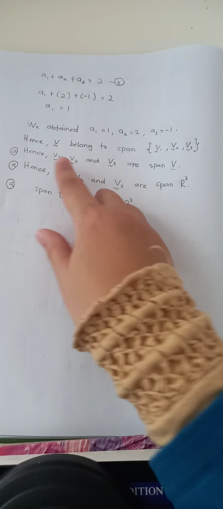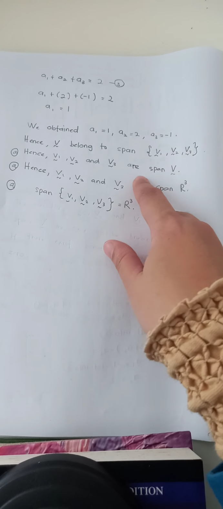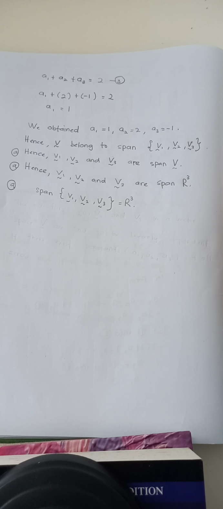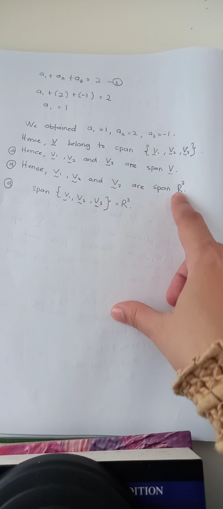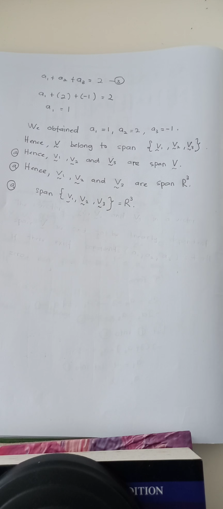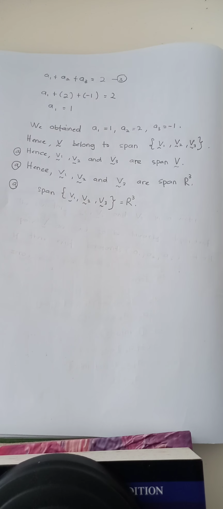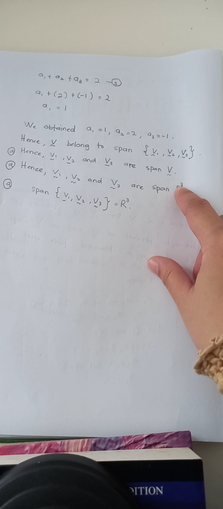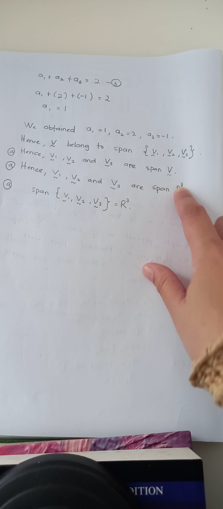We also can say like this: V1, V2 and V3 span V. Or we can say V1, V2 and V3 span R3. In this question it already says R3. What does R3 mean? We have 3D space. The vectors are in 3D form. If R2, it means 2D space. If R3, it means 3D space. It is already stated in this question.